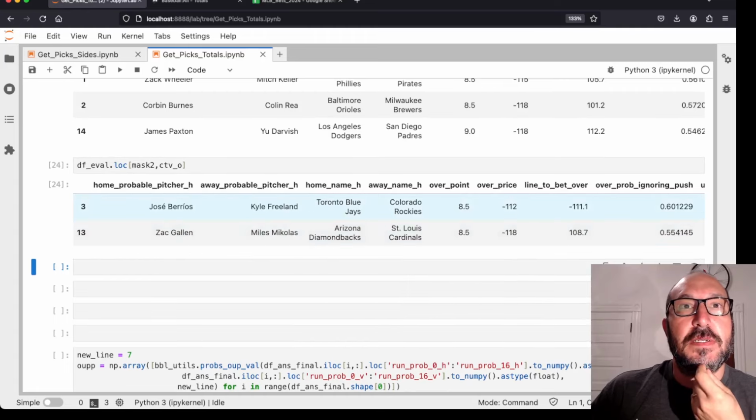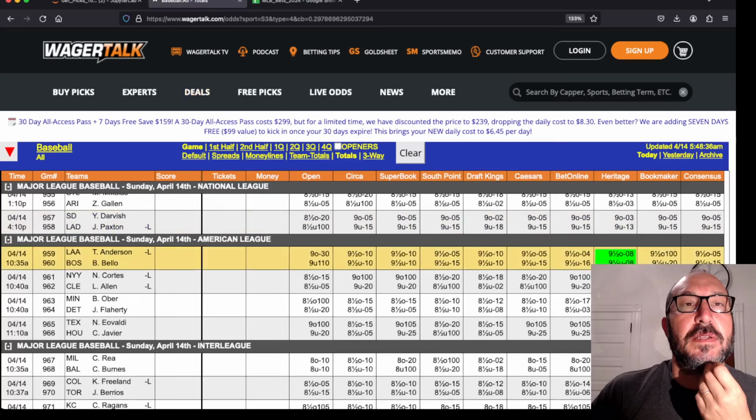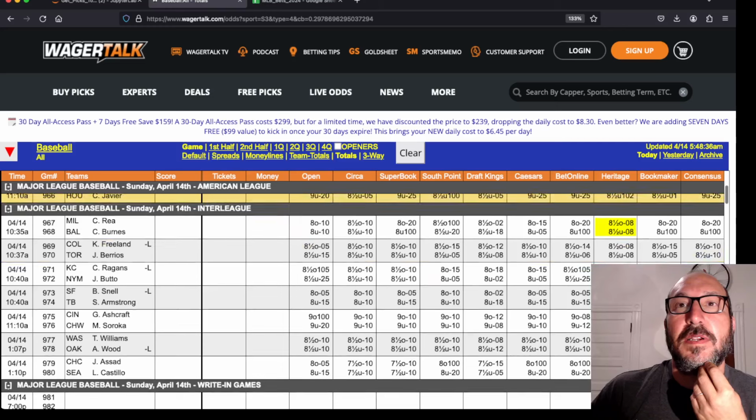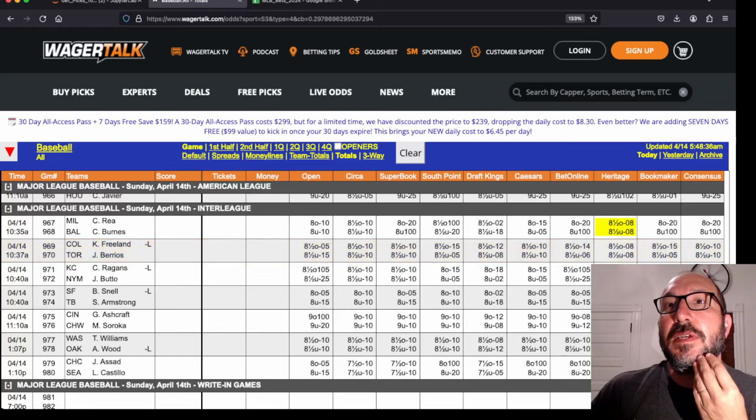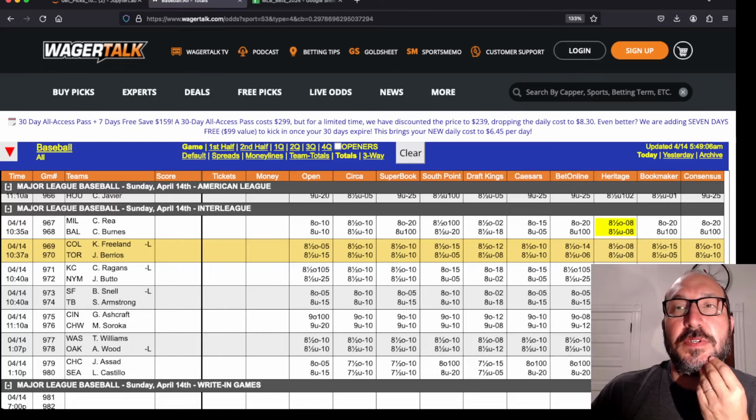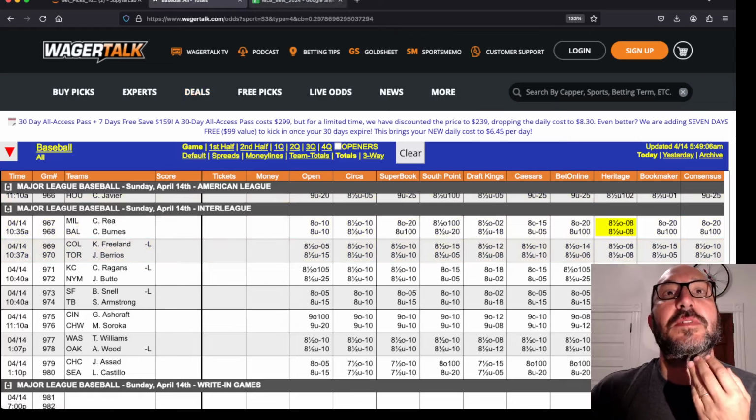So, Blue Jays, Rockies. It's saying take the over 8.5 at minus 111. So let's see if we can get that. Yeah, so right over here, you can see we get it at minus 108 at Heritage. So 8.5 over on the Rockies Blue Jays. So 8.5 over, we'll take that.